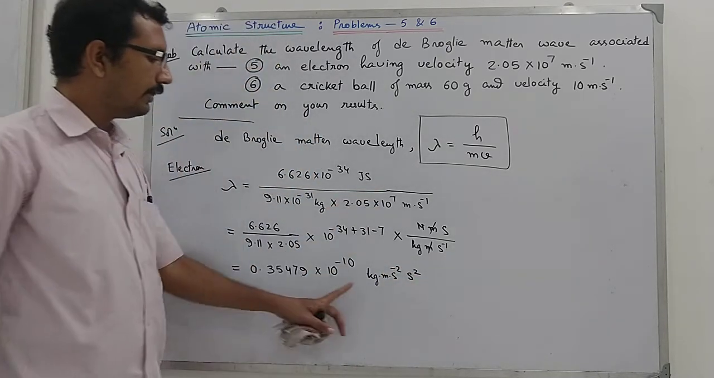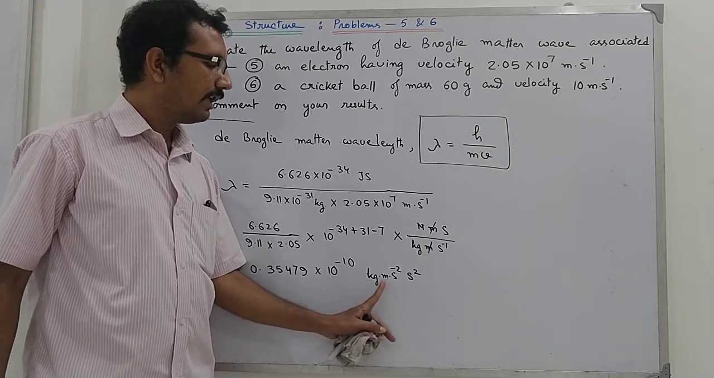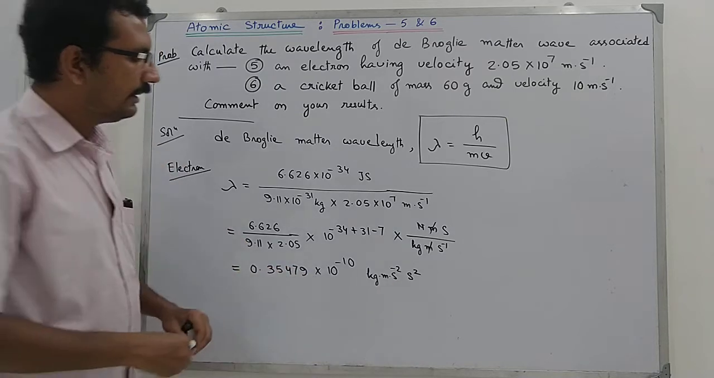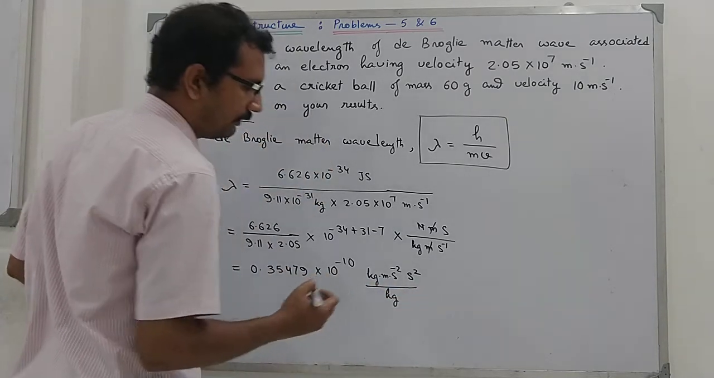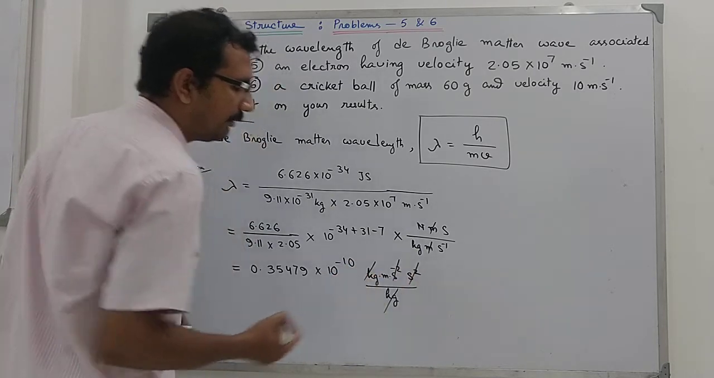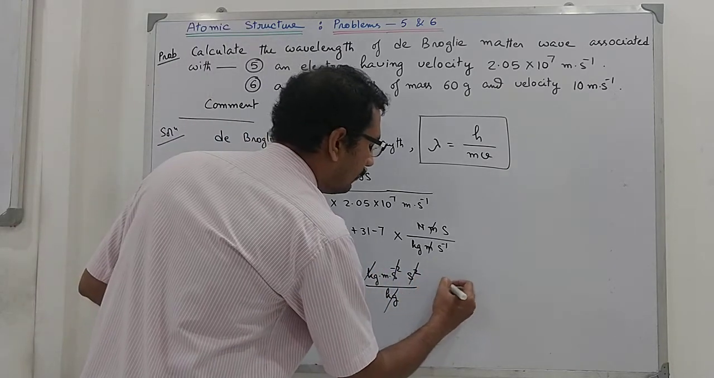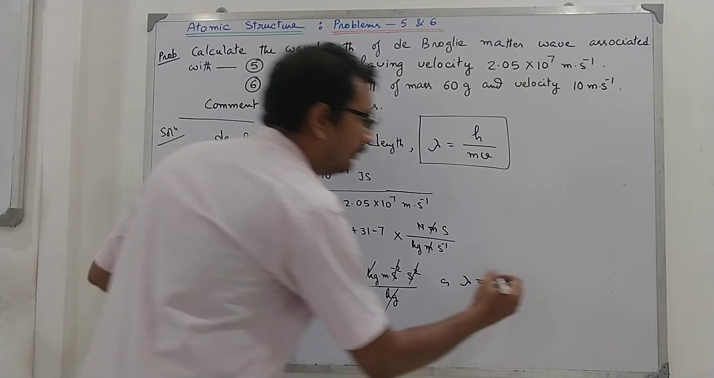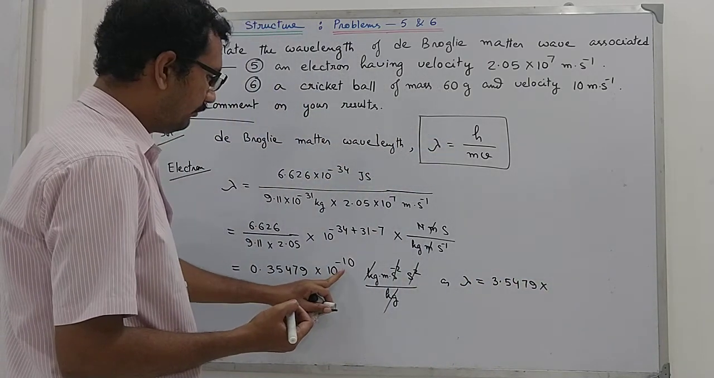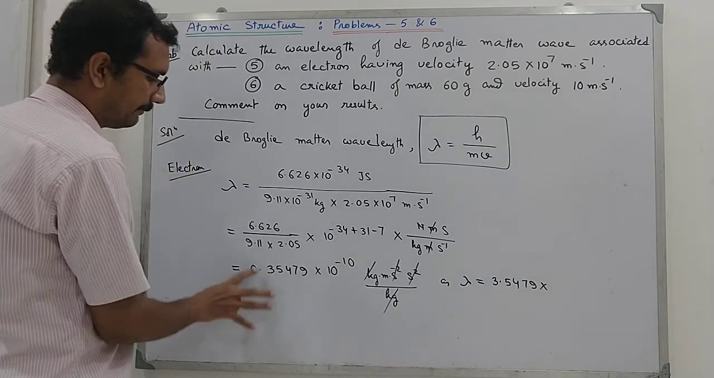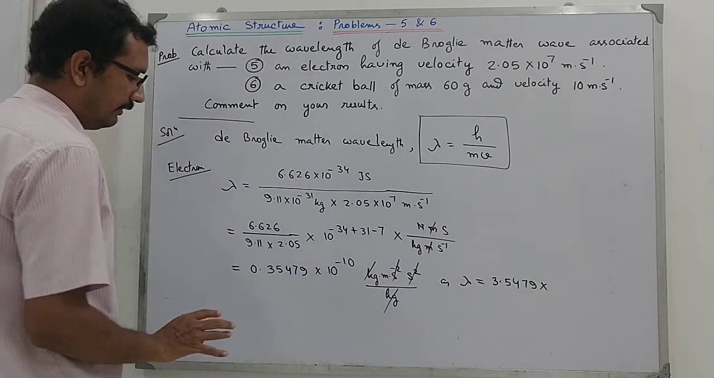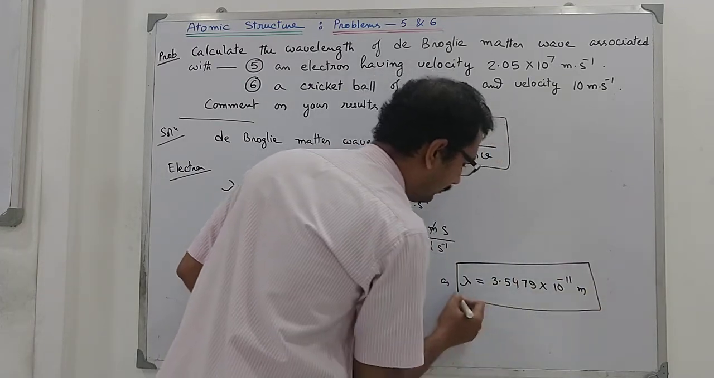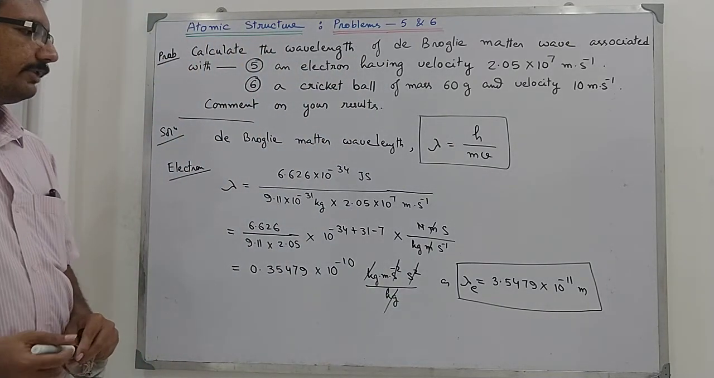Newton is that force which, when acts on a body of mass 1 kilogram, produces in it an acceleration of 1 meter per second square. So this Newton is kg meter per second square, and we have a kilogram at the denominator. So kilogram and kilogram will cancel, and second square, second to the minus 2, will cancel. So lambda equals 3.79 into 10 to the power... Now see one thing, let us multiply it by 10 so that it will give us 3.5479. So you have to divide here by 10. So it will be 10 to the power minus 11 meter. So this is the wavelength of the electron as in problem 5.